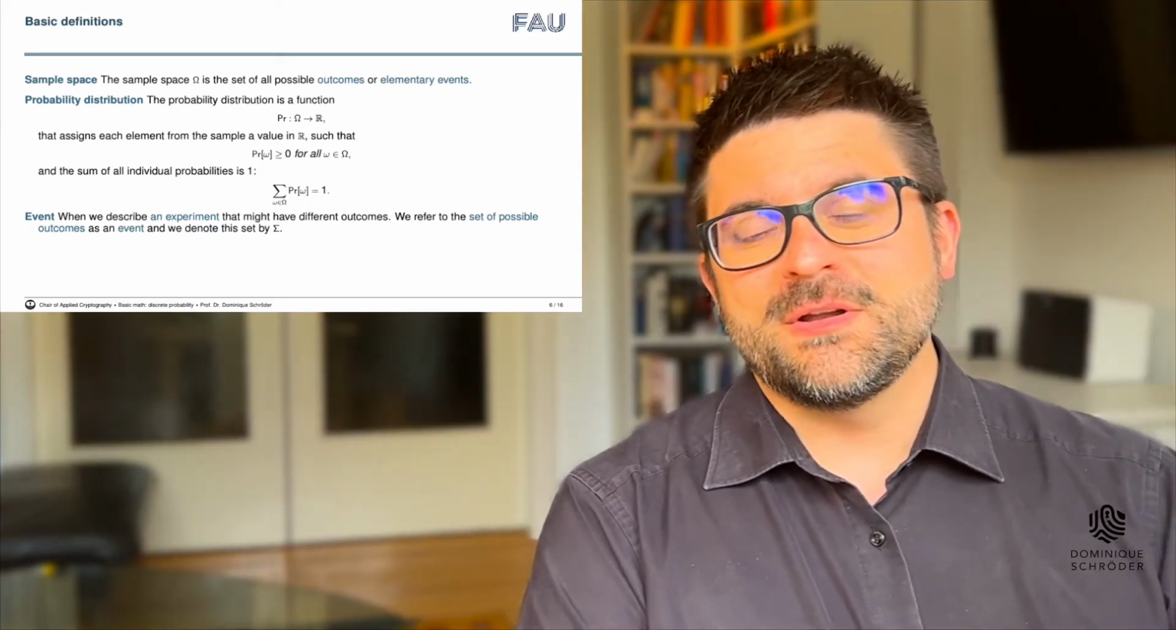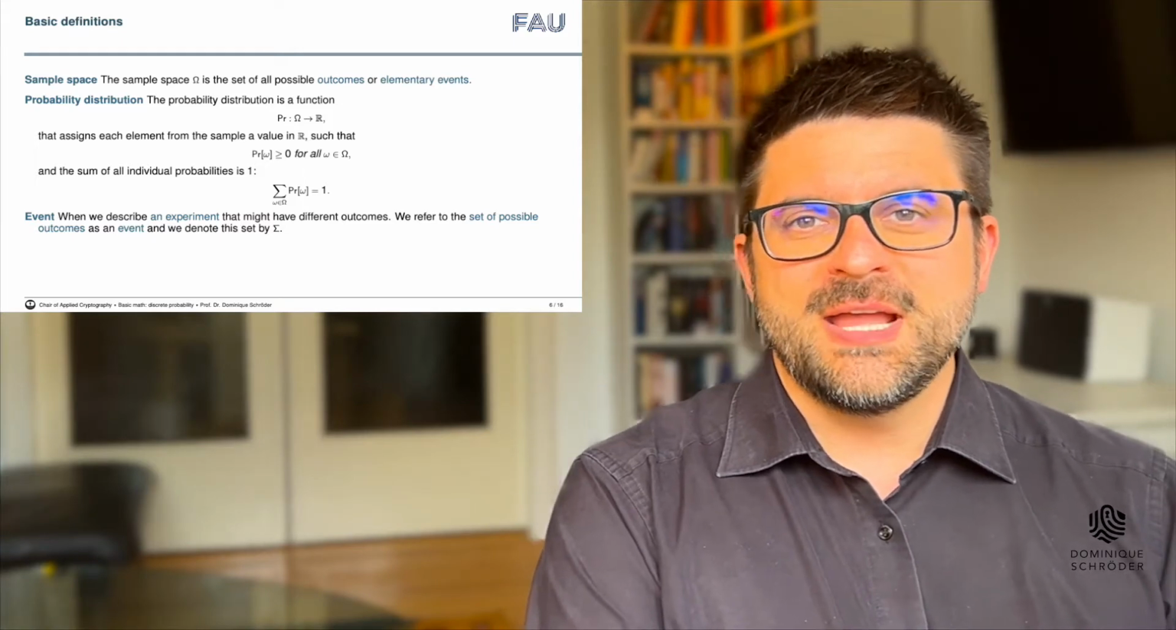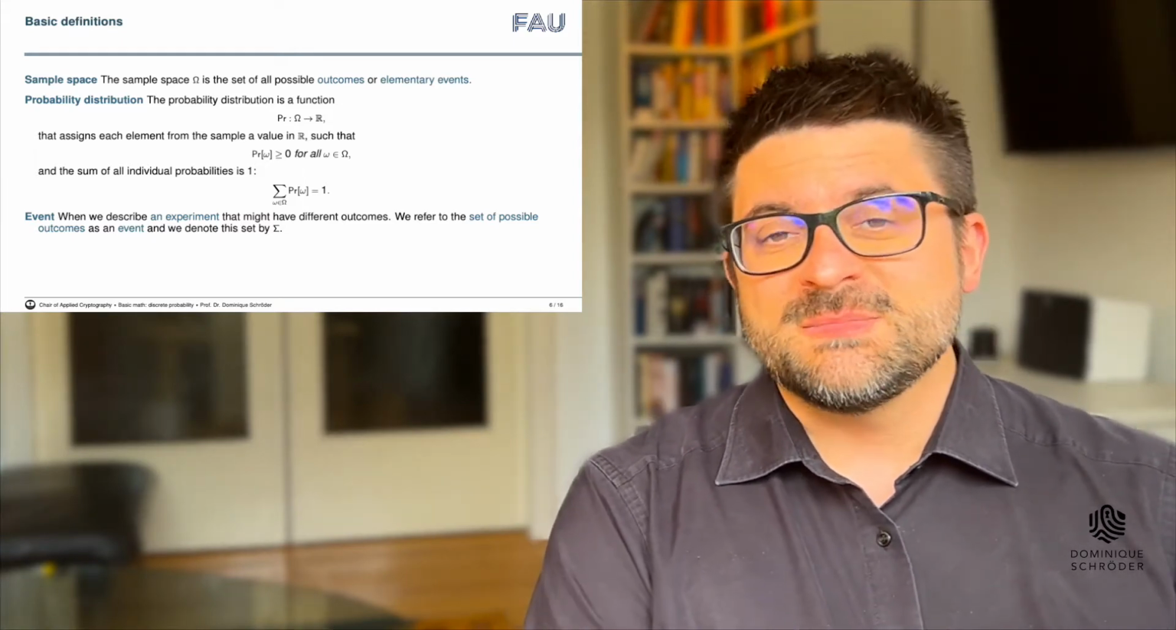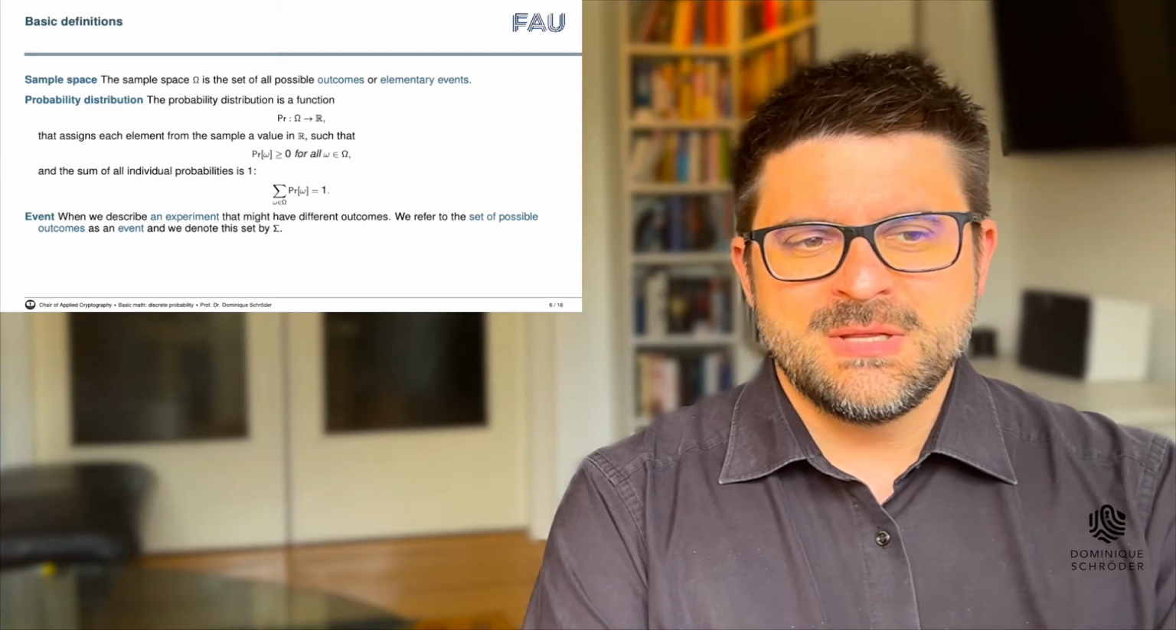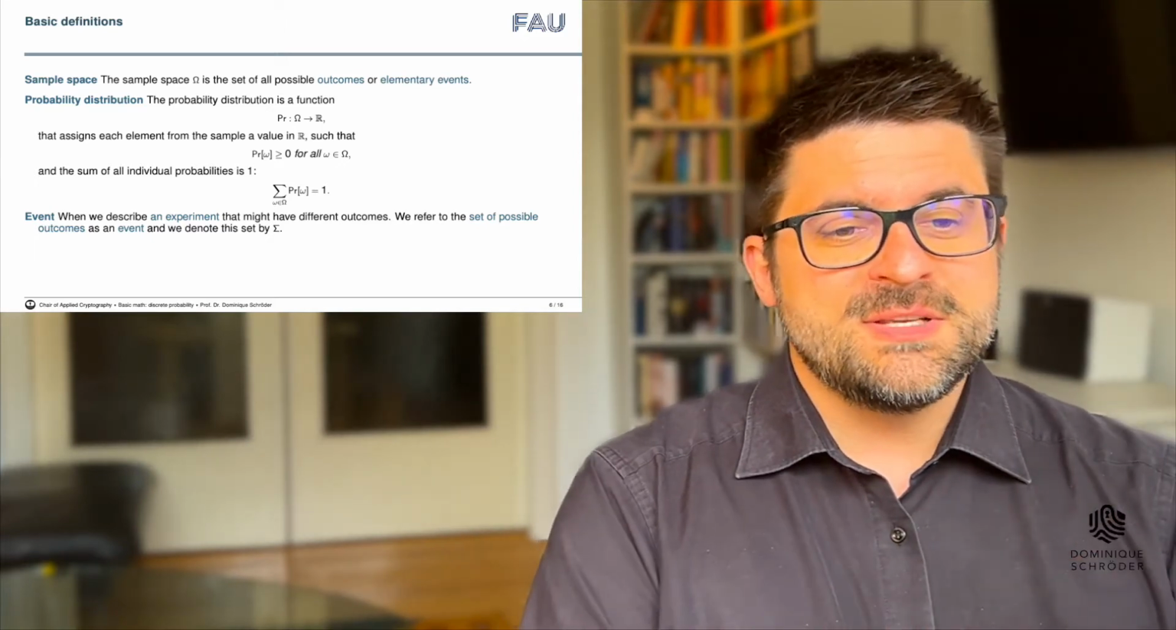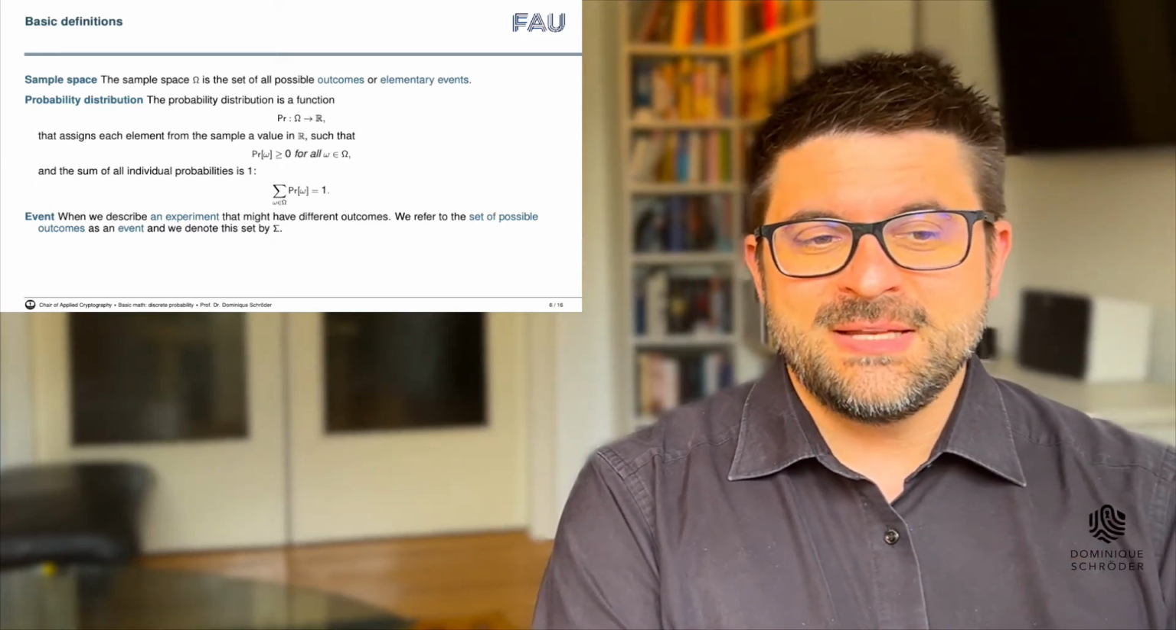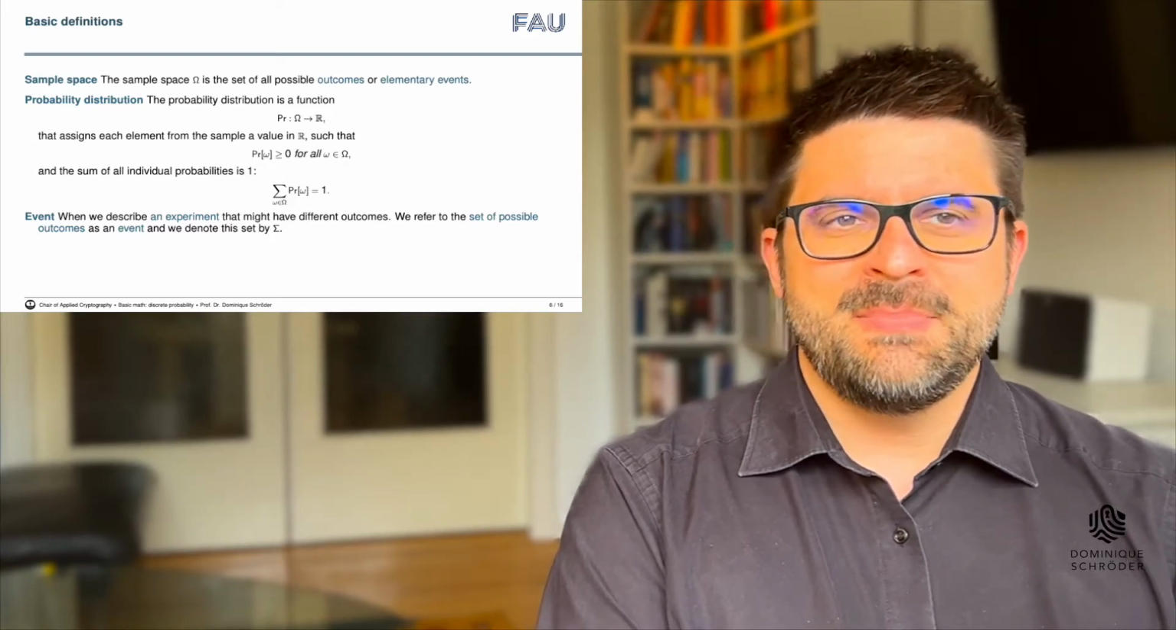As I said before in the example with the cryptographic games, we often describe an experiment that has different outcomes. And essentially we will call the set of all possible outcomes an event, and we denote this by big sigma.